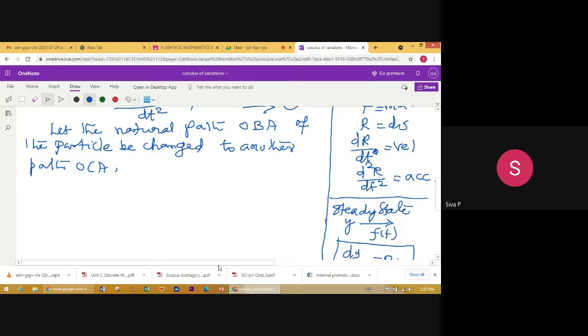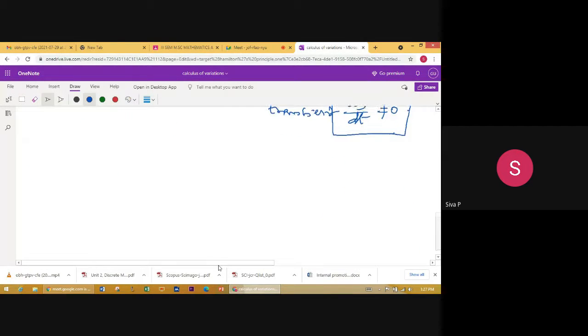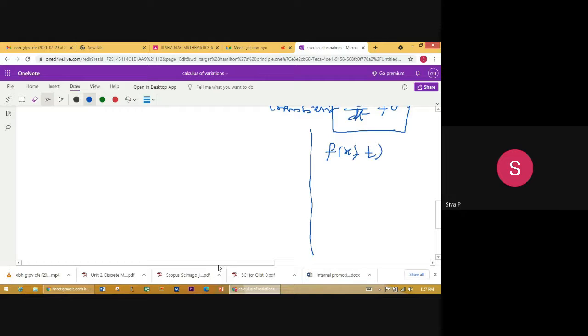Here, stationary means any process is not changing depending on time t. For example, I'm writing one example here. If you consider one function f of x, and I'm taking one more variable t, f of x comma t, where time is the parameter.